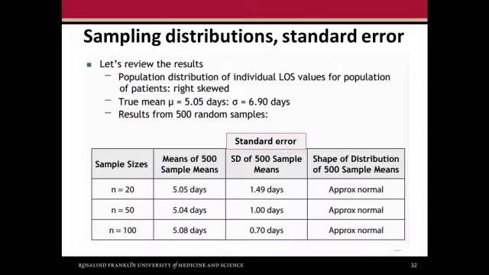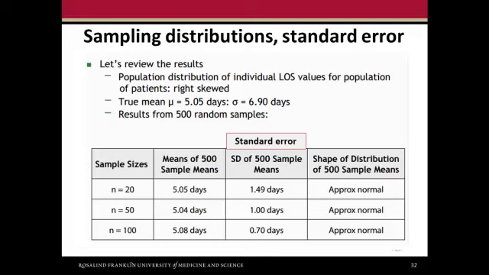And so when we look at the results of this, the means of our 500 sample means are all right around 5, so they're quite close to the true mean of 5, and our standard error gets smaller as our sample sizes increase. And despite the fact that we had right skewed data originally, the shape of the distribution of the means is still approximately normal. Just to emphasize, our standard error gets smaller as our sample sizes get larger.